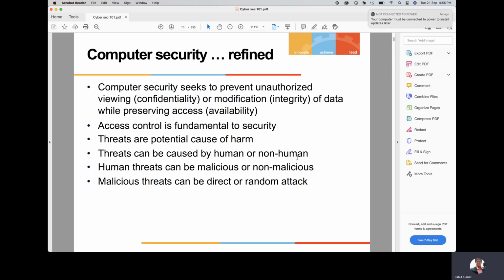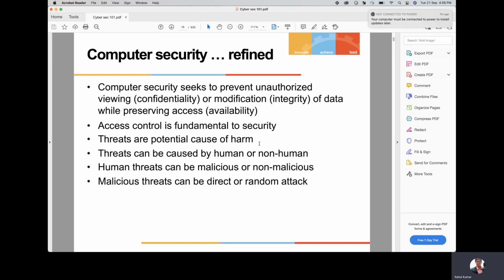These are pointers which we have discussed in the earlier slides. You can see computer security seeks to prevent unauthorized viewing, confidentiality, or modification while preserving access. This is a really good definition, because we are covering all three principles of security in one sentence. Computer security seeks to prevent unauthorized viewing, that is confidentiality, or modification, that is integrity, while preserving access, that is availability. Correct? Access control is fundamental to security. We'll talk about it later.